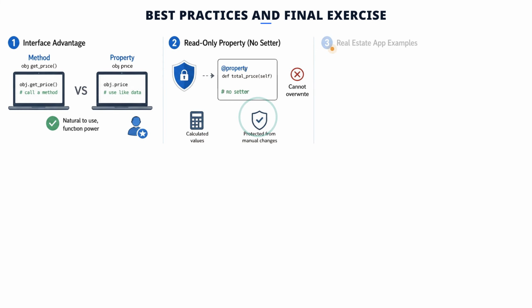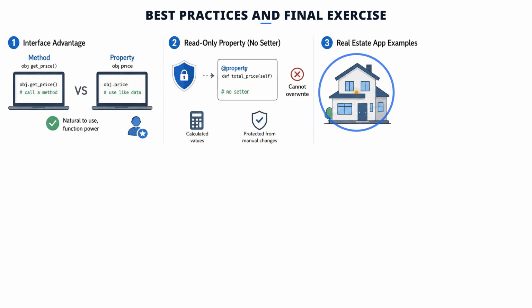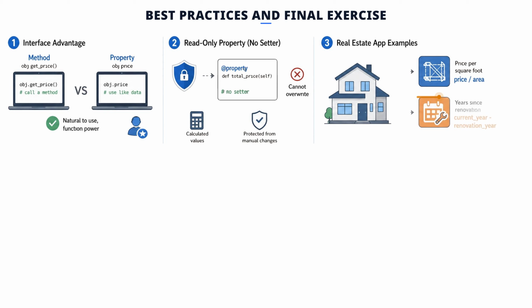Third, let's look at some real estate app examples. If you are modeling this house, you wouldn't store every single detail in a database. Instead, you'd use properties for things like the price per square foot or the years since renovation, which are instantly calculated from other fundamental data points whenever you ask for them.